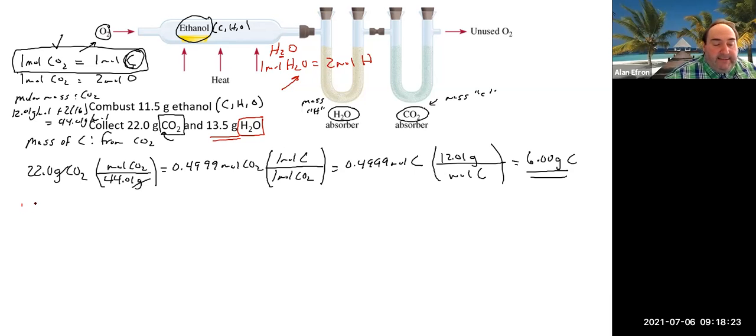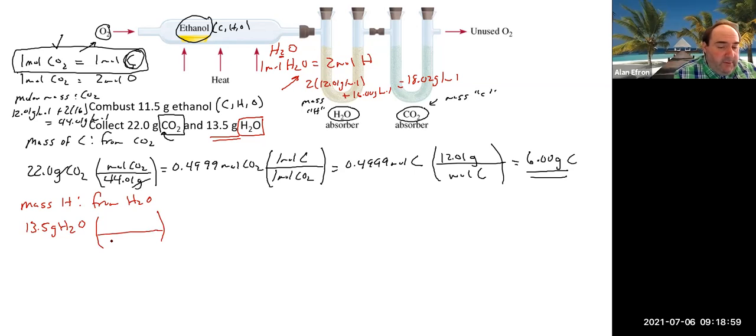So to get the mass of hydrogen from the water, we're going to need the molar mass of water, which we've done a number of times, but it is 2 times 1.008 plus 16. And that would give us 18.02 grams per mole. So starting with the 13.5 grams of water that was collected, we're going to convert that 13.5 grams into moles. So we will do our 18.02 grams per mole on the bottom here.